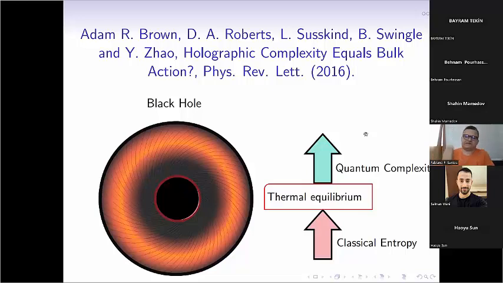And recently, Professor Sunskine performed many works where he proposed another idea for this. The idea is that, for example, the classical entropy for the usual gravity, for the Einstein gravity, is 0 when the black hole reaches the thermal equilibrium, right?